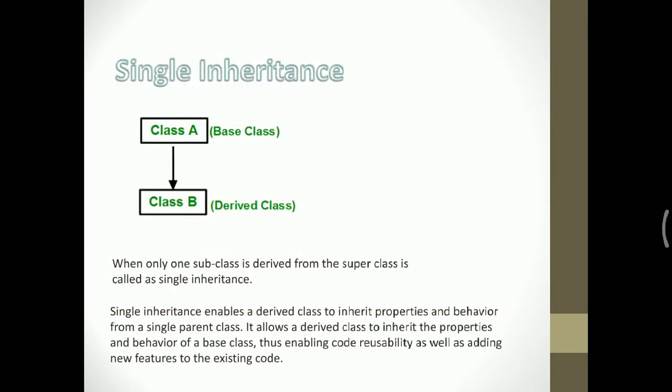So the first type of inheritance we will discuss is single inheritance. So what is single inheritance? When only one subclass is derived from the superclass, it is called single inheritance. Single inheritance enables a derived class to inherit properties and behavior from a single parent class. It allows a derived class to inherit the properties and behavior of a base class, thus enabling code reusability as well as adding new features to the existing code.